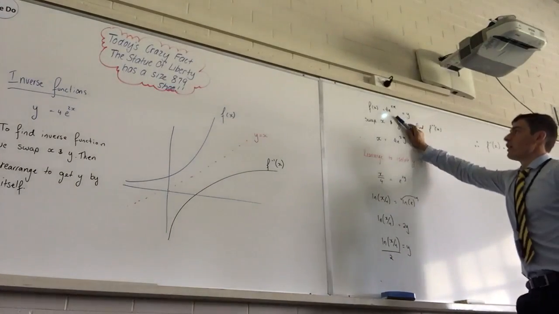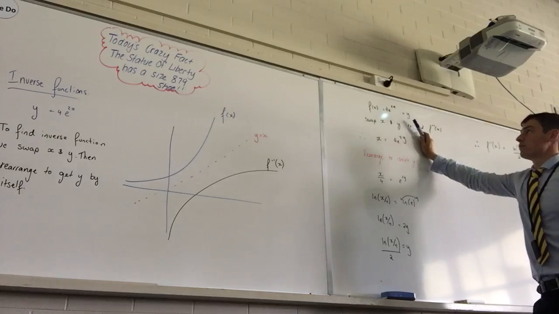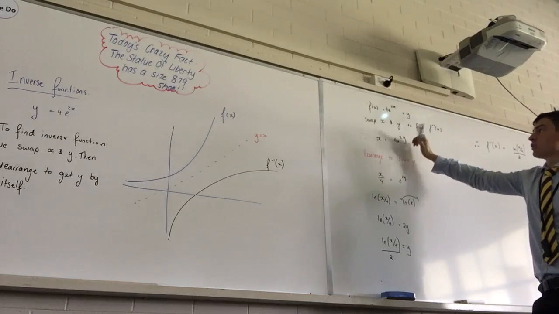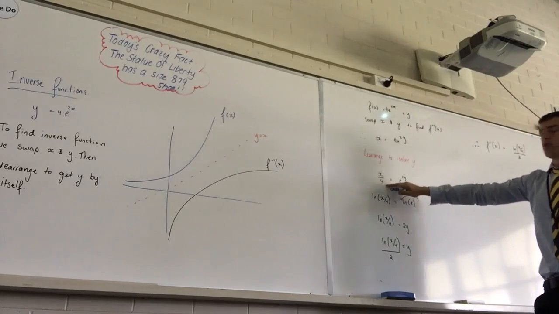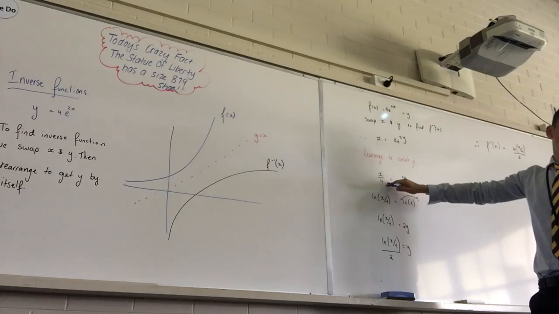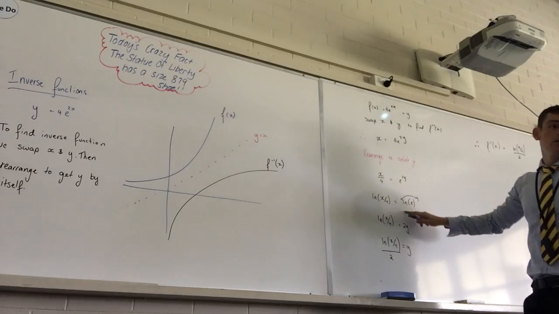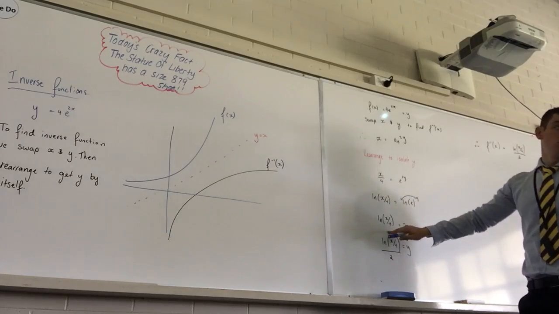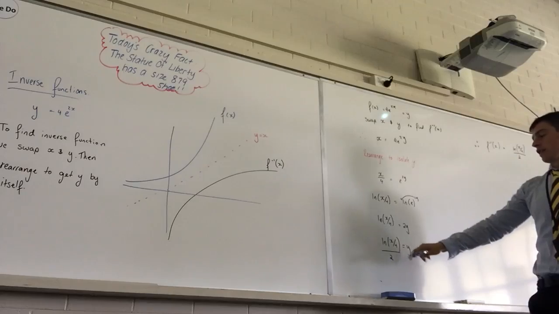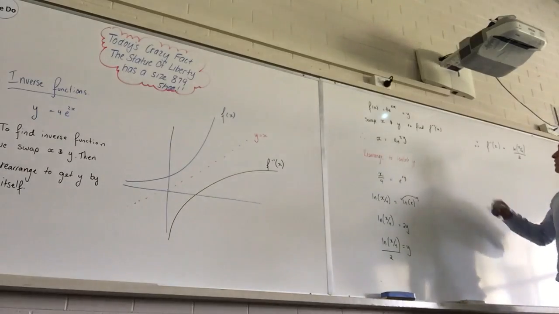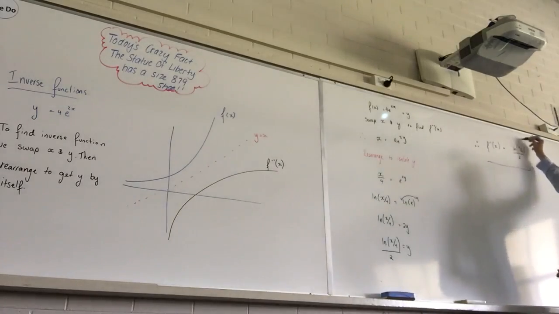But you've got f(x) = 4e^(2x), which equals y. Okay, so we're going to swap x and y, and then rearrange to get y by itself. Divide both sides by 4. Naturally log both sides. Divide both sides by 2. Happy with that? So we've got y = ln(x/4) divided by 2, which is now our inverse function.